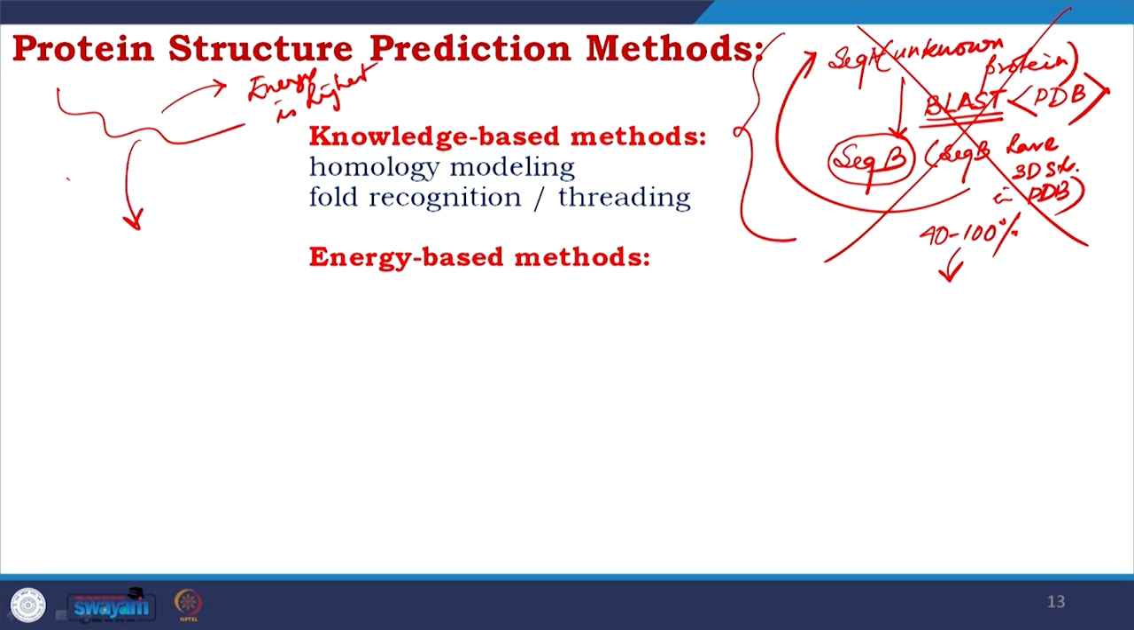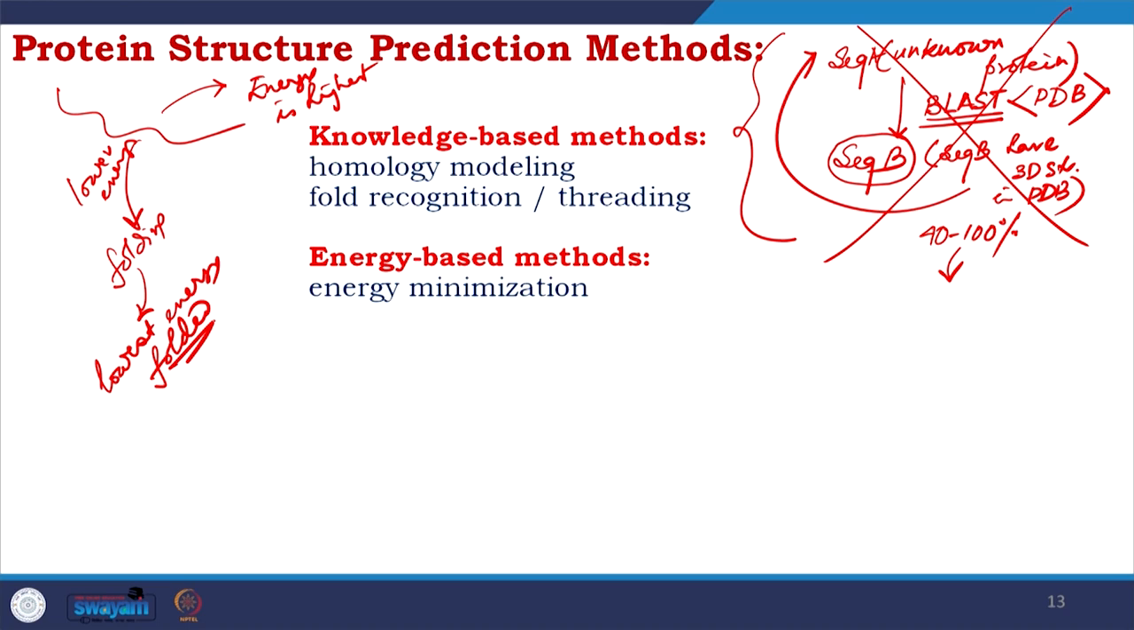You push it to lower energy, you get folding. It is thought that when it would have lowest energy, the protein would be completely folded. So, that is basically the energy based method.